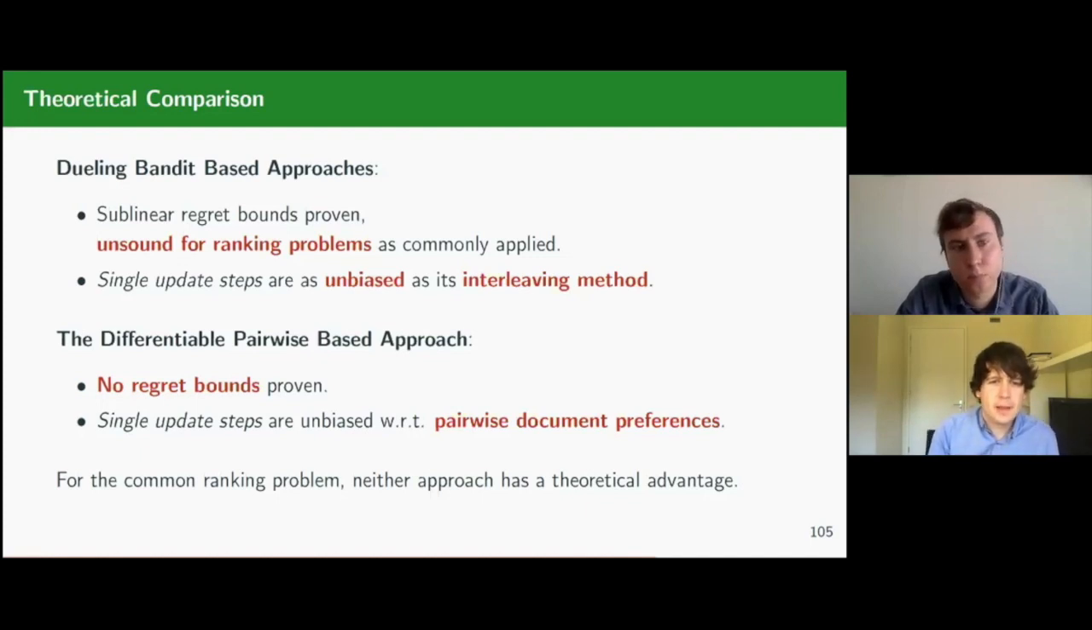For the differentiable pairwise-based approach, the other one we showed, there are no regret bounds here. This hasn't been proven yet. But for the single update steps, when we have a single click, we can prove something about pairwise document preferences. But this isn't a very strong form of unbiasedness. It's not as strong as we would like to have it. But it's something.